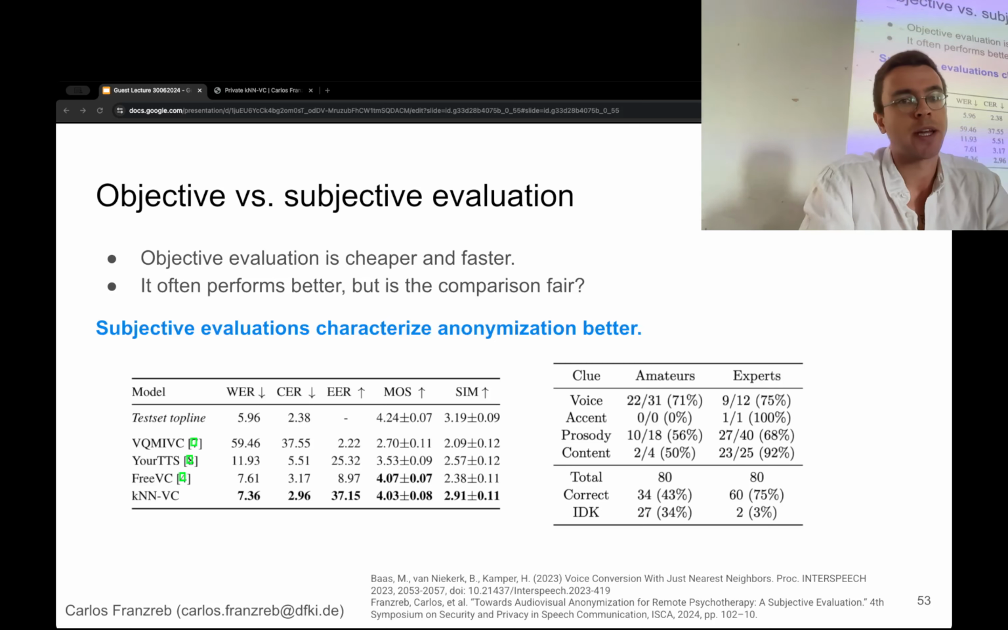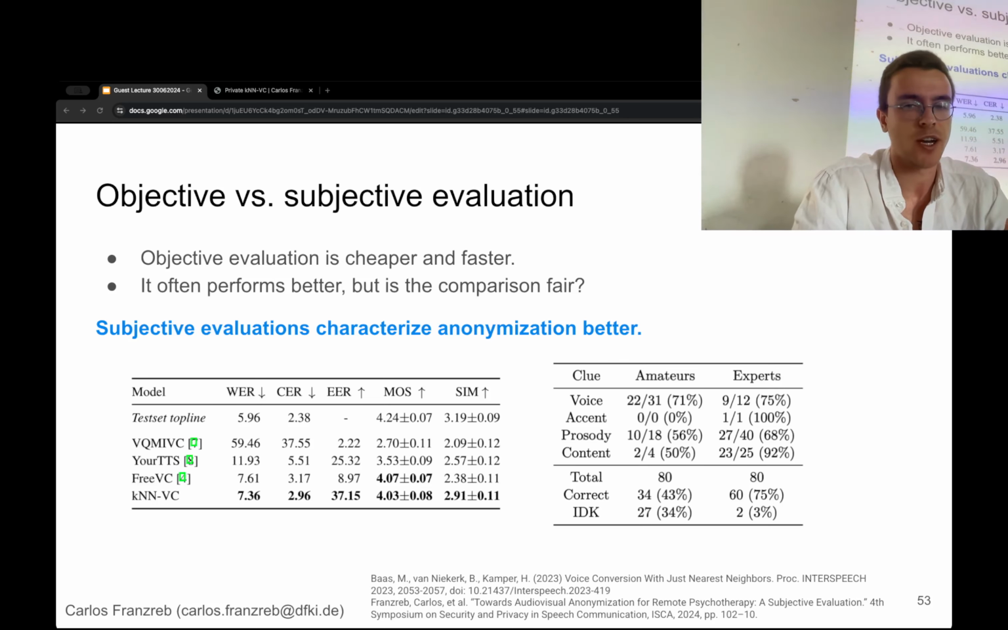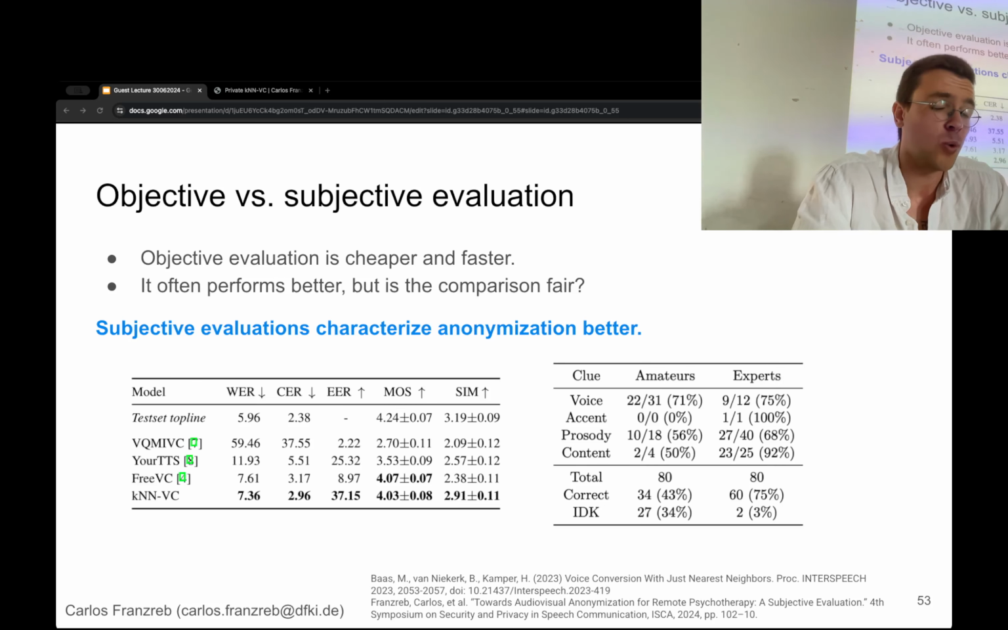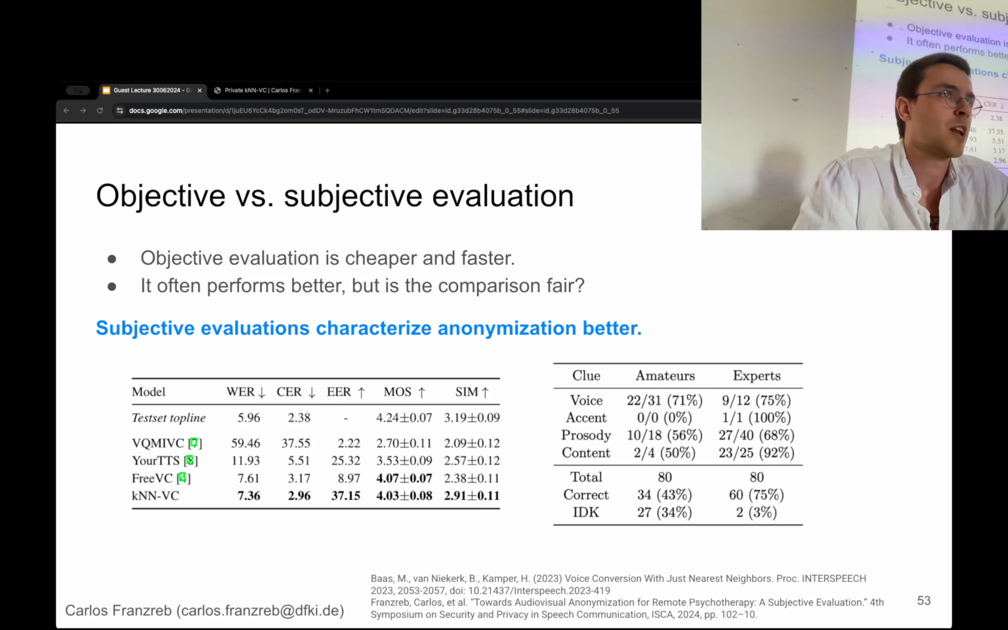And another important aspect about subjective evaluation is that it characterizes anonymization better, because if I ask a participant why they were able to identify a speaker, they can really explain their decision to me. And we did this in this study with the 4 aspects that I mentioned before: voice, accent, prosody, and content. And they were telling me which are the weaknesses of the system, which is very important for me as a developer to improve them, right? Whereas in the objective evaluation, I cannot really tell what is going on. I can only see this number, this equal error rate, but this does not really help me improve the system further.